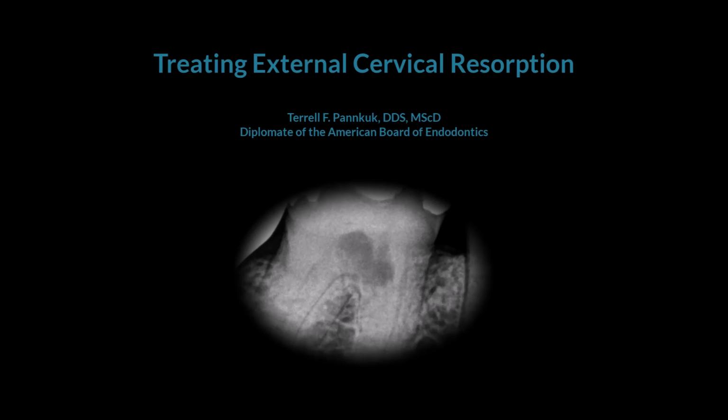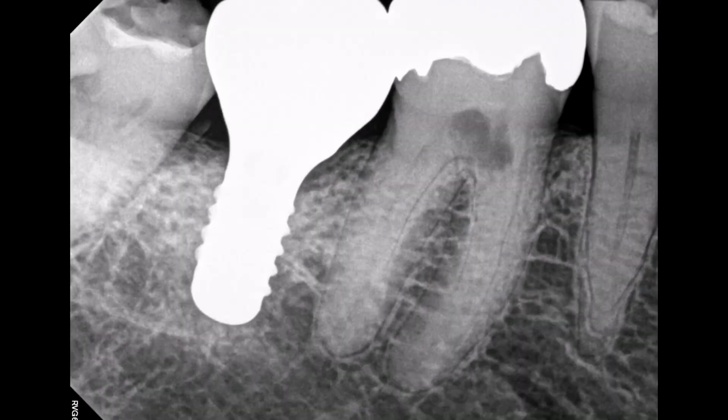Hi, my name is Terry Pancook, and I'm going to show an external cervical resorption defect I recently treated. The patient presented with a mandibular first molar with a type 2 Heithersay resorption defect affecting the bucco-cervical aspect of the mesial root.